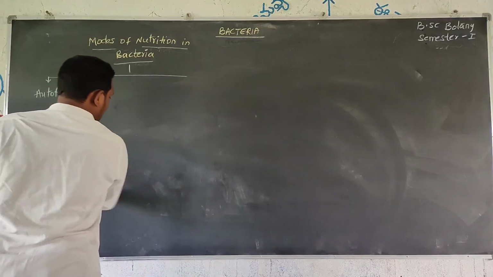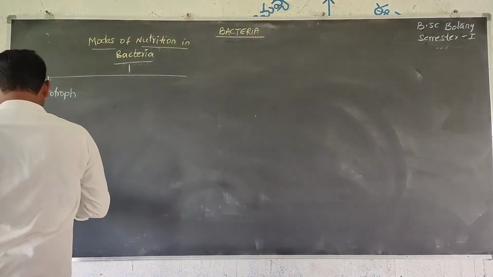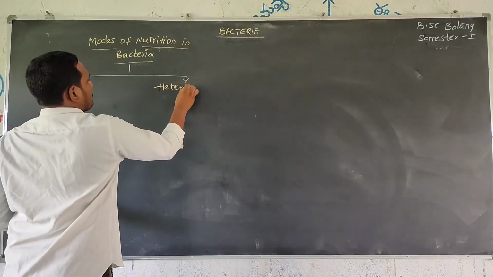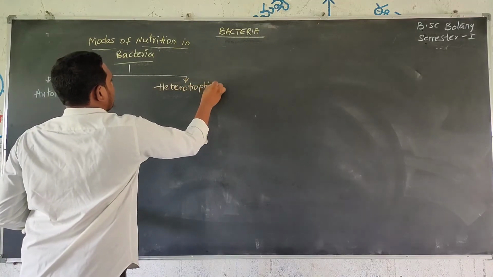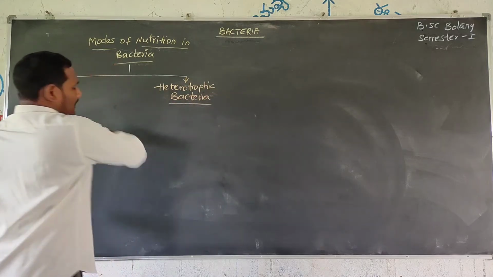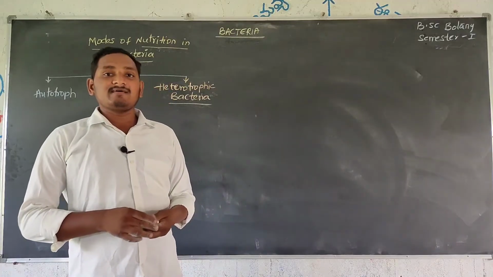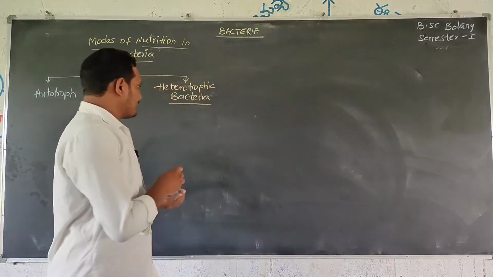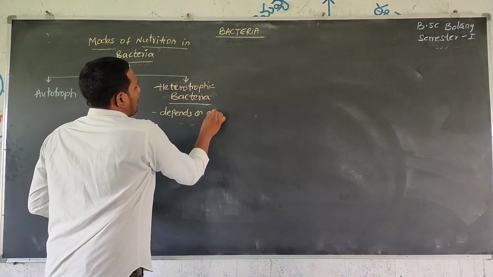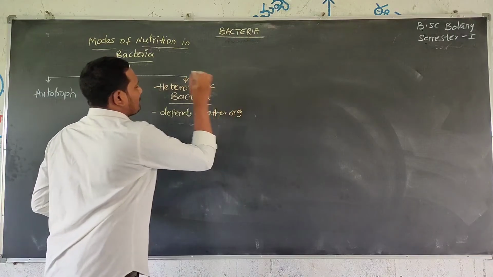Next, heterotrophic bacteria. This bacteria depends on other organisms for food.